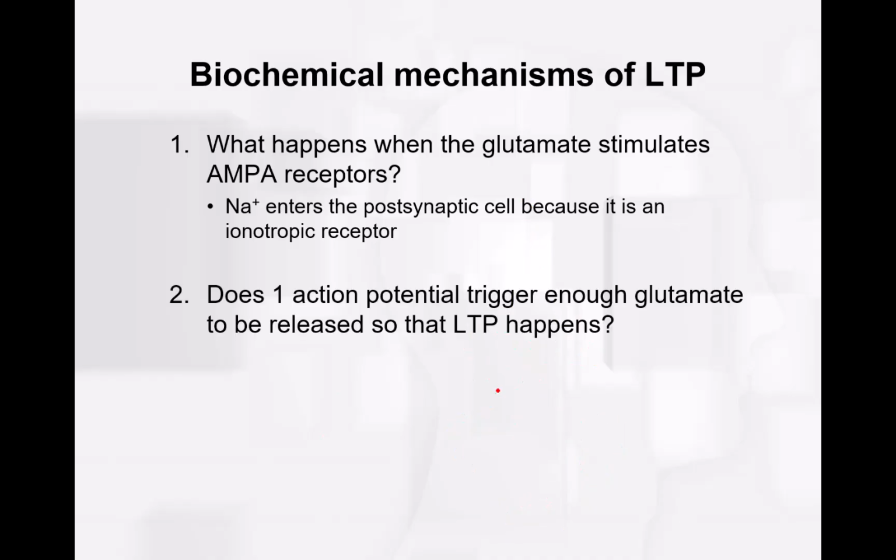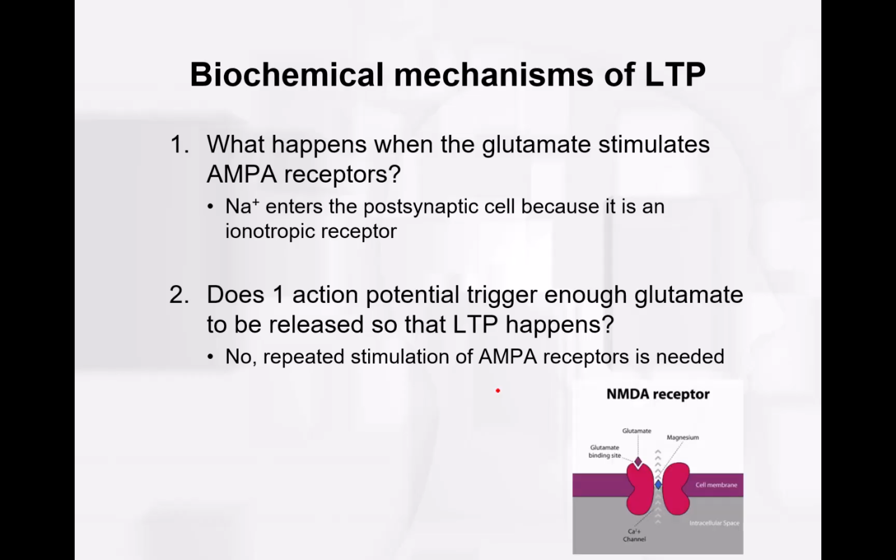So does one action potential trigger enough glutamate to be released so that LTP happens? No. You need repeated stimulation of the AMPA receptors. And this is because, remember, there's two types of glutamate receptors involved in LTP. We have AMPA receptors and NMDA receptors.